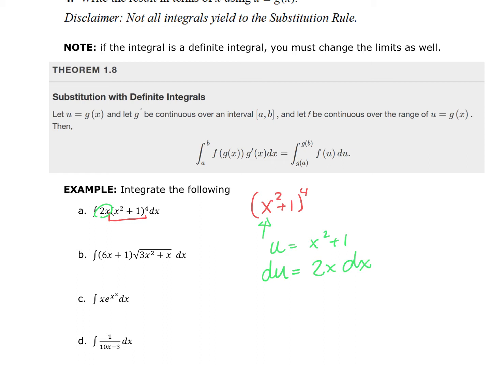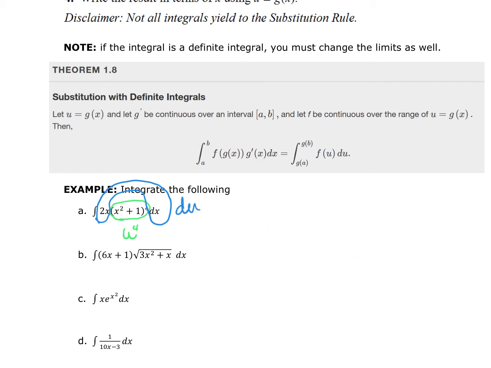So then if u is equal to x squared plus 1, then this can be replaced with u raised to the 4th power. So I come back to my integration, and what I like to do when I do my integration is I like to circle all of my replacements. So I know that this x squared plus 1 raised to the 4th power will get replaced with u to the 4th. And I know that this 2x and this dx, notice how I like to circle both of those, gets replaced with the du.